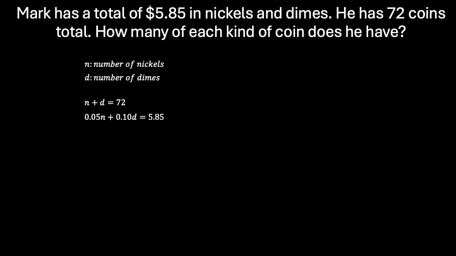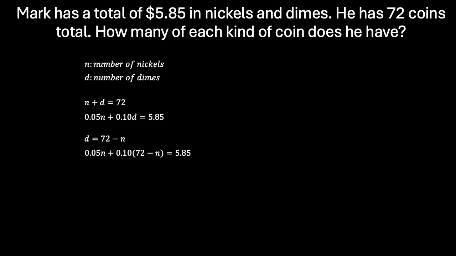Now the next step is we can take that first equation and solve for one of those variables, and then substitute that new expression into the second equation. So let's just solve for d. It doesn't really matter which one you do, you should get the same answer either way. So once we subtract n from both sides, we get d is equal to 72 minus n, and we can substitute this expression into d in that second equation.